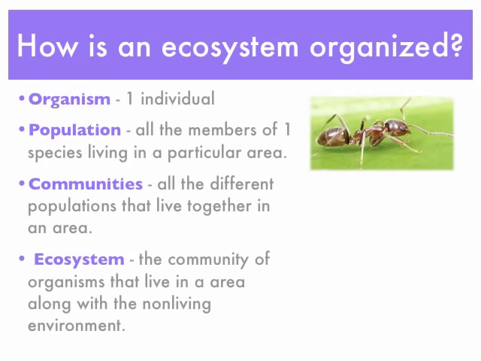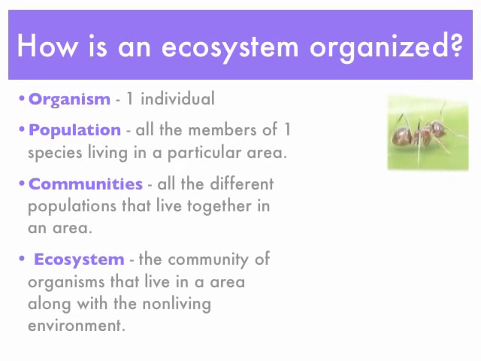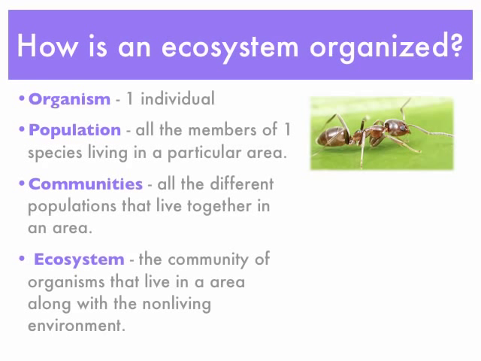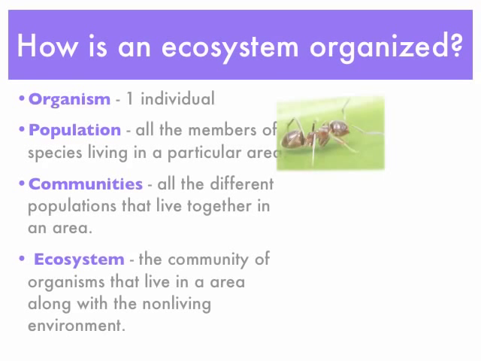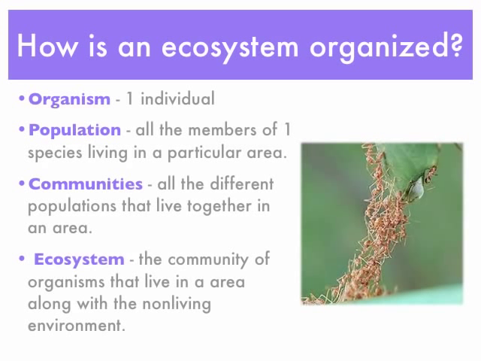So here's our next big idea. We have these ecosystems that have living and non-living parts. How are they organized? Smallest level, we start with one organism. That's one individual. Next, we can look at a population. These would be all the members of one species living in a particular area. So if we have an ant, which is an organism, and he's joined by a whole bunch of ants, that would become a population living in that particular area.